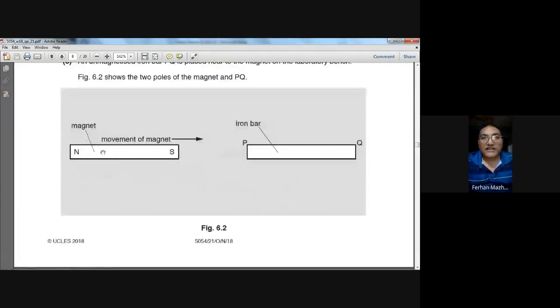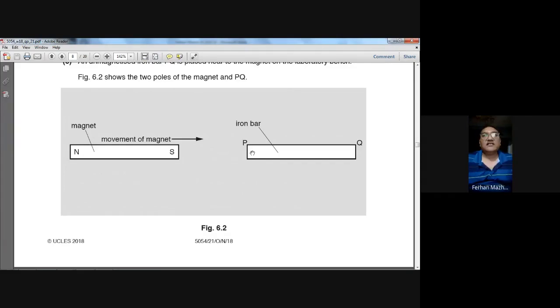You see, when you bring this bar magnet close to the iron bar, which is a magnetic material, due to magnetic induction, the iron bar will be magnetized. So on the P end, a north pole will be induced, and on the Q end, a south pole will be induced.